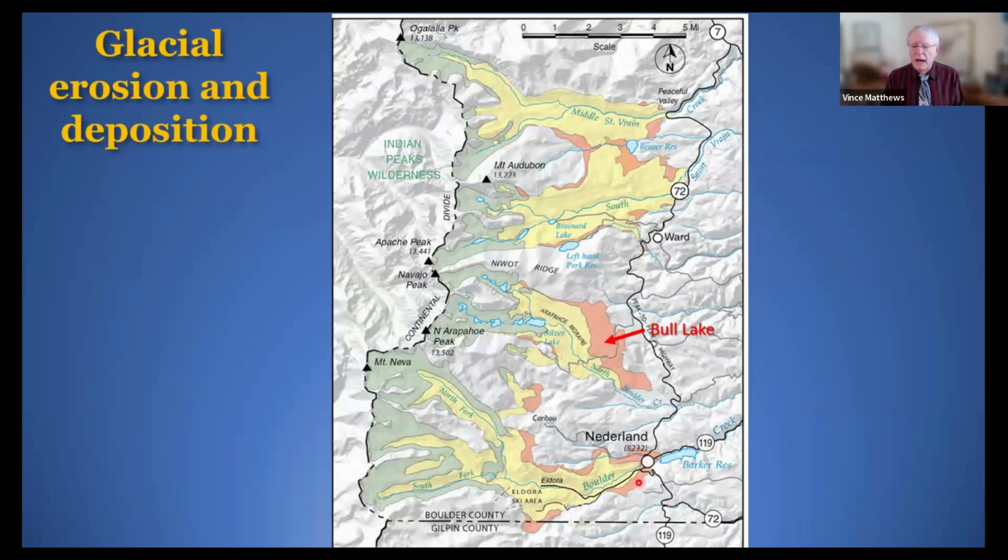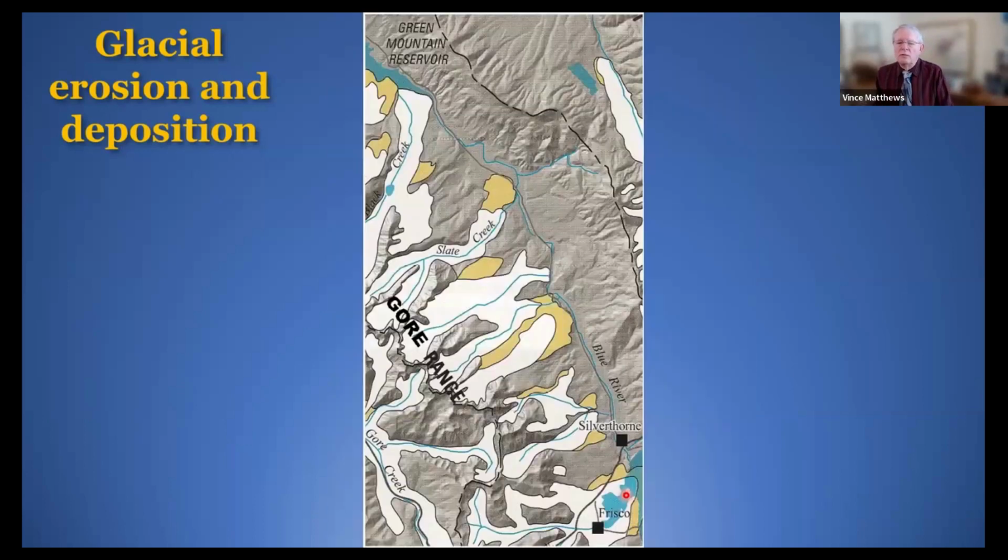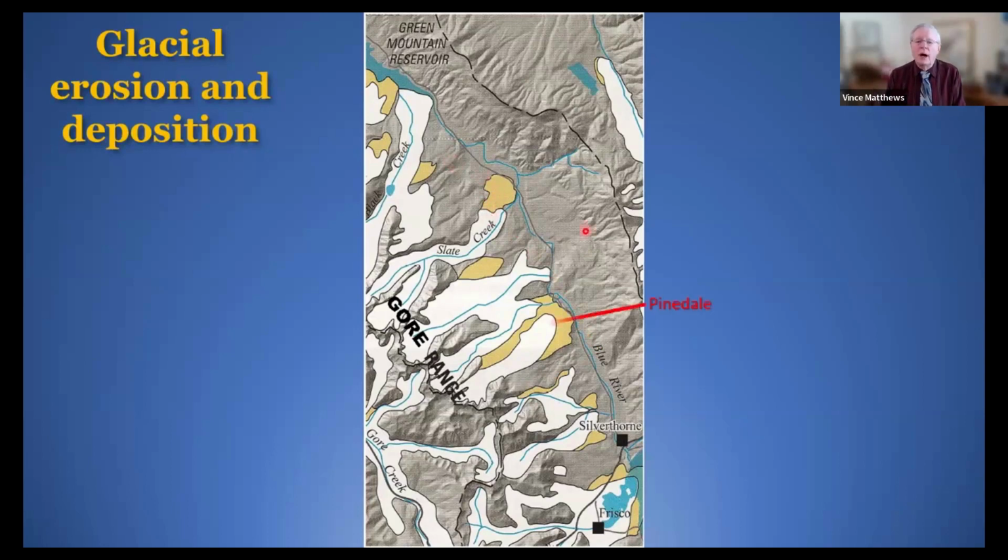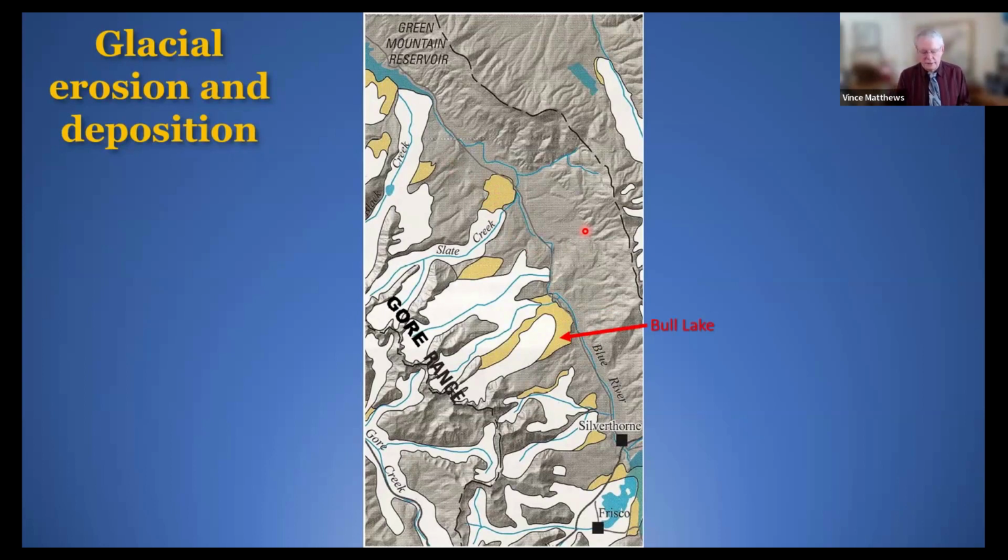So this is the pattern that we'll see over and over again throughout the states. This is just north of Frisco and Silverthorne in the Gore Range as they come down to the Blue River Valley, which is Highway 9 going up to Kremmling. The white are the Pinedale glacial extents and the tan are the Bull Lake glacial extents. And again, you can see the Bull Lake came out farther than the Pinedale did. Okay.